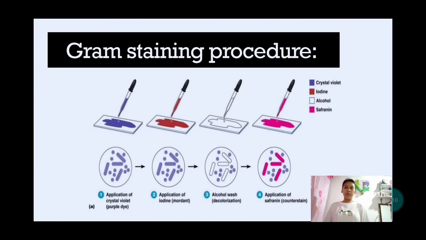The Gram staining procedure only contains 4 easy steps. Before you memorize those steps, you need to memorize the acronym: crystal violet, Gram's iodine, alcohol wash, and safranin. First, stain the sample with crystal violet. Then apply the Gram's iodine to fix the color. The third is the alcohol wash for decolorization. And the fourth is the application of safranin as the counterstain.